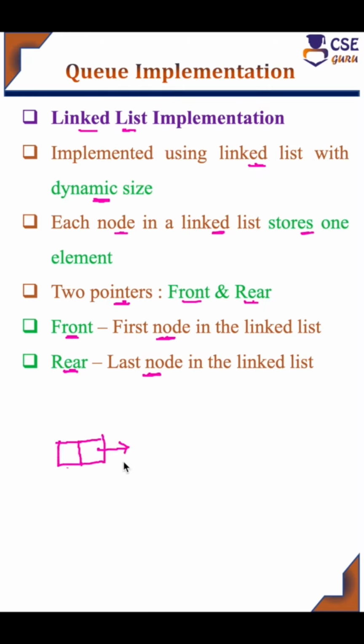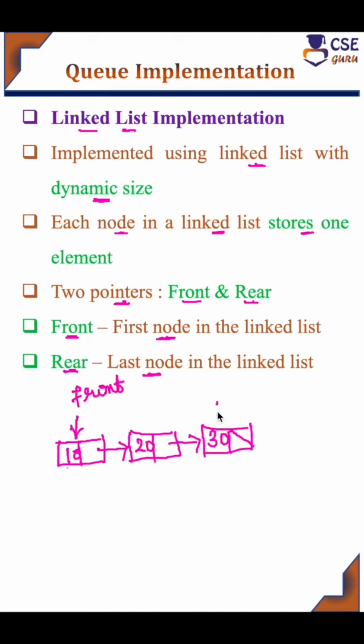For example, here we are storing 3 elements: 10, 20 and 30. In the last node there is no next pointer, so it is represented by null. So in this linked list, the first node is represented by the front pointer and the last node is represented by the rear pointer. And the same procedure applies: the enqueue operation will happen at the rear position only and the dequeue operation will happen at the front pointer position only.